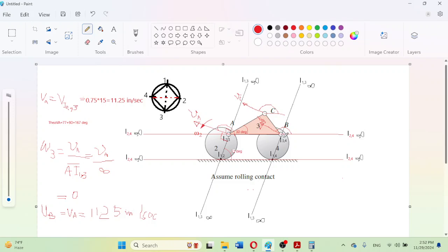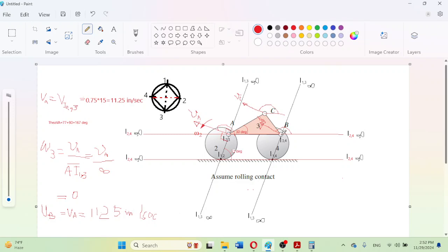As we can observe, these are identical wheels, link number 2 and link number 4. So here the length of the effective rocker link, meaning the distance between I1,4 and I3,4 or point B, is the same as in the effective crank. So when this velocity VB is divided by the same radius of 0.75, the angular velocity for this wheel, this link number 4, will also be the same.